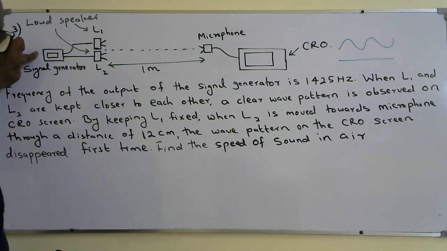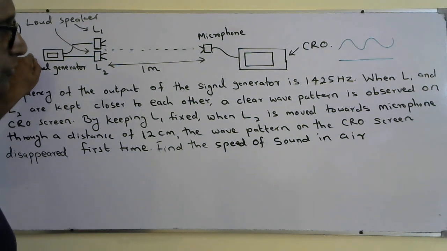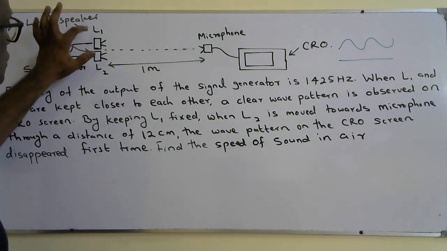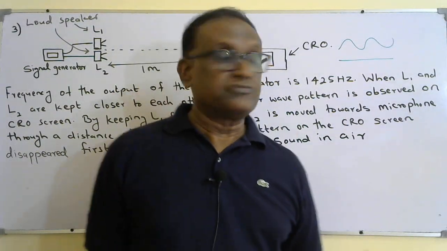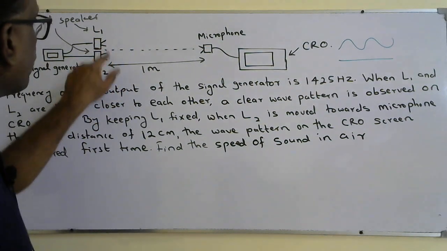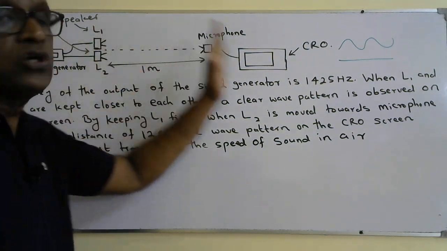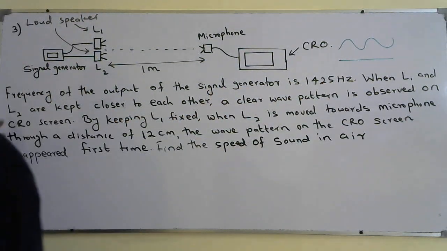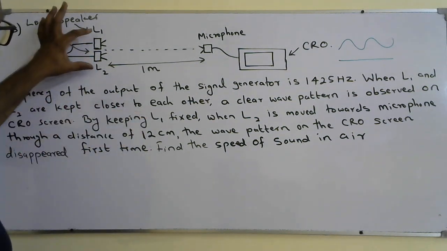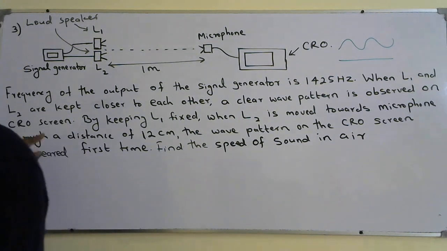We know the signal generator gives out an AC signal. If the output is 1425 Hz, the sound produced by L1 and L2 will both have the same frequency of 1425 Hz. They are generating coherent waves because both are connected to the same signal generator. When L1 and L2 are kept closer to each other, a clear wave pattern is observed on the CRO screen.